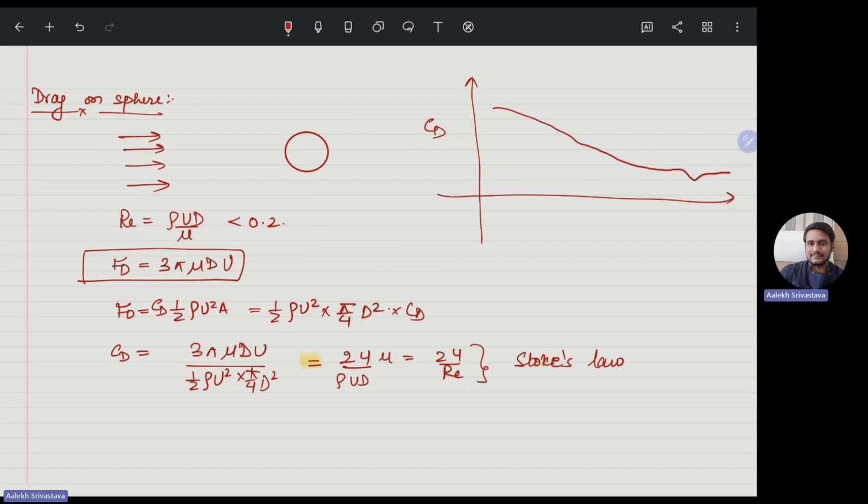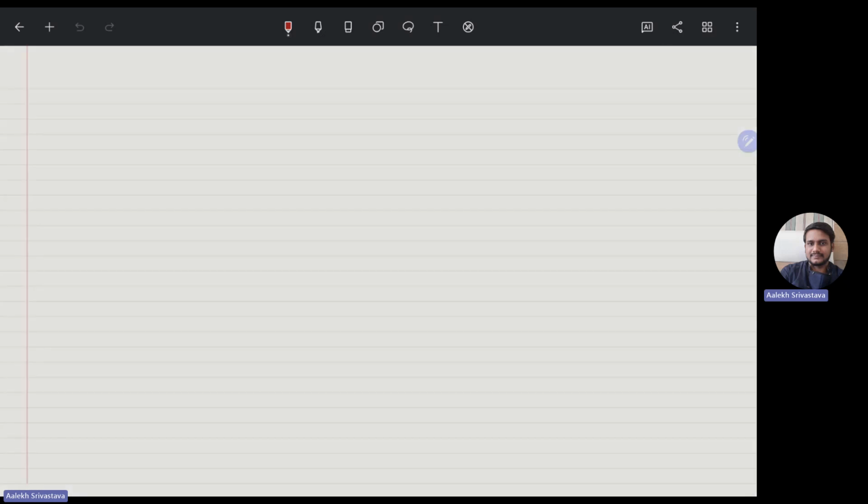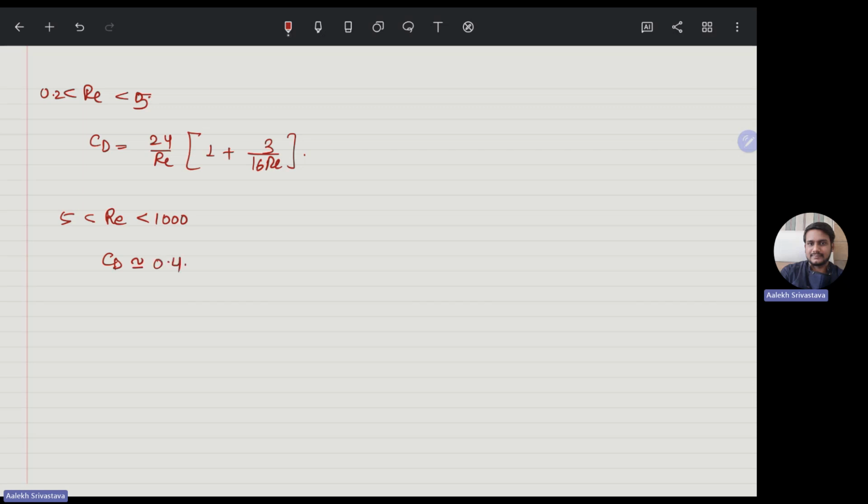Now in fluid mechanics, there are many Stokes things. One is Stokes law, Stokesian hypothesis. So don't confuse the meaning of these. Now for Re greater than 0.2 and less than 5, your CD is given as 24 by Re into 1 plus 3 by 16 Re. For Re greater than 5 and less than 1000, CD is nearly constant and equal to 0.4.